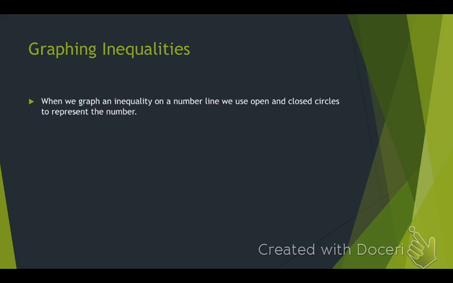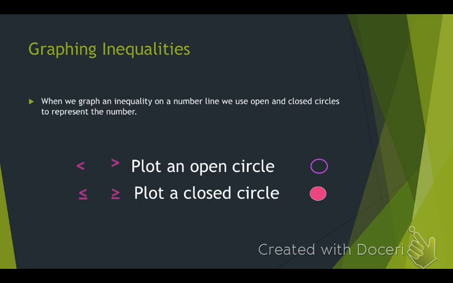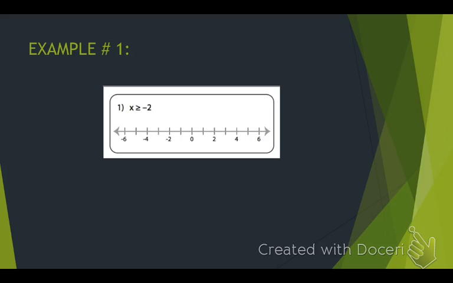When we graph an inequality on a number line, we use open and closed circles to represent the numbers. Remember, less than, greater than, we plot with an open circle. Less than or equal to, greater than or equal to, we're going to use a closed circle. Those are all really important. So, here's your example. Number 1, you should be able to do this, and you need to be very careful because I'm going to show you some specific things that I want to see.